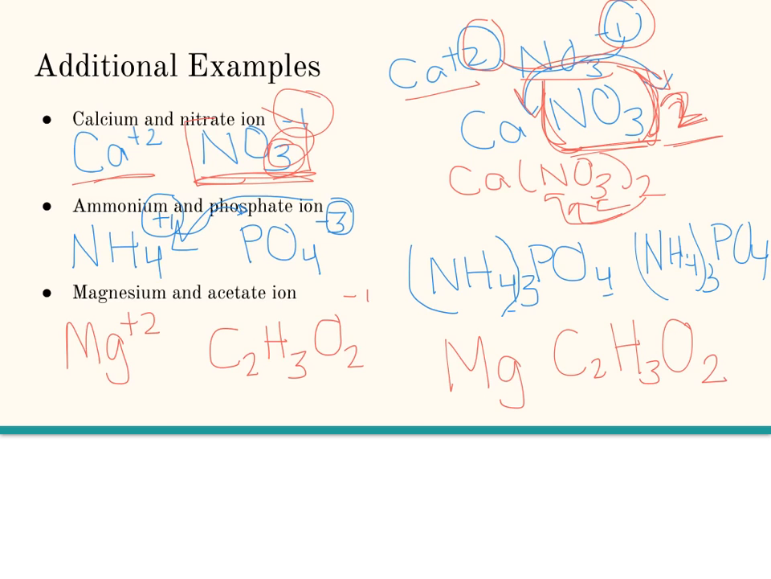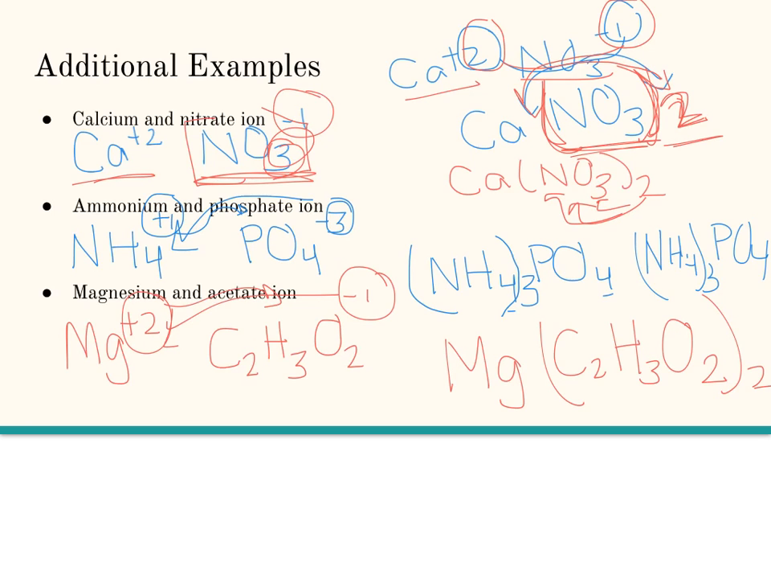C2H3O2. The 1 here tells me how many magnesiums I need, so I'm good there. The 2 here tells me how many acetates. So I need 2 acetate ions to balance out the +2 charge of magnesium. So I'm going to put the acetate in parentheses, followed by a subscript of 2. So the final formula here is Mg(C2H3O2)2.